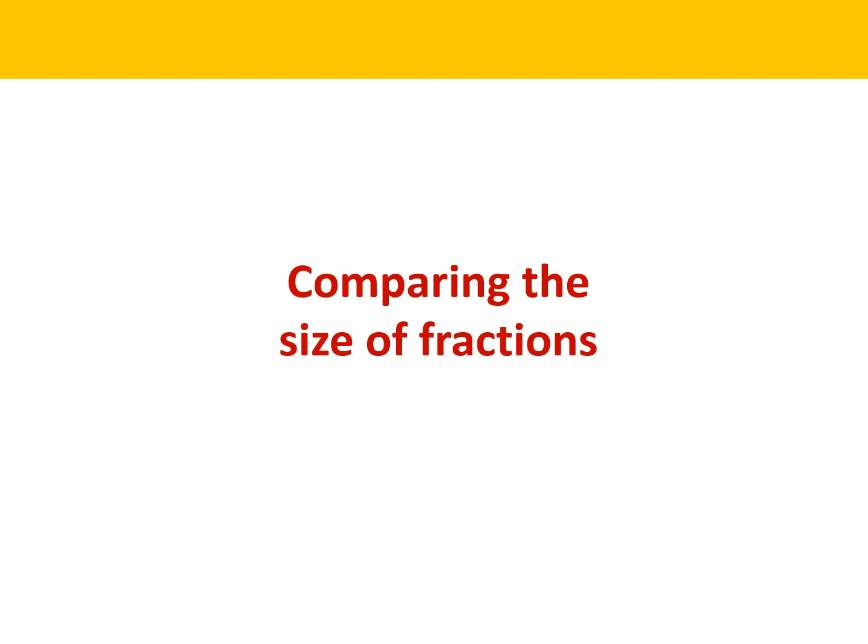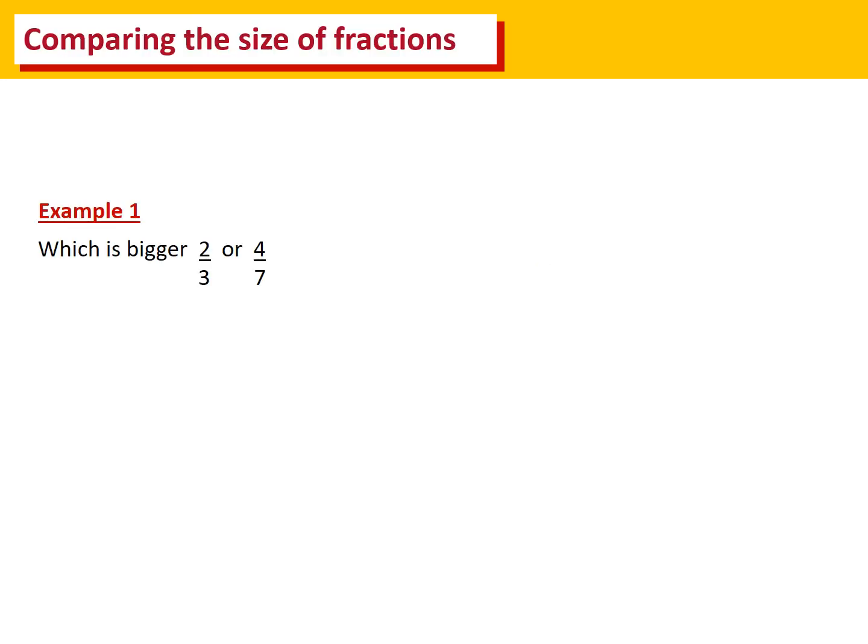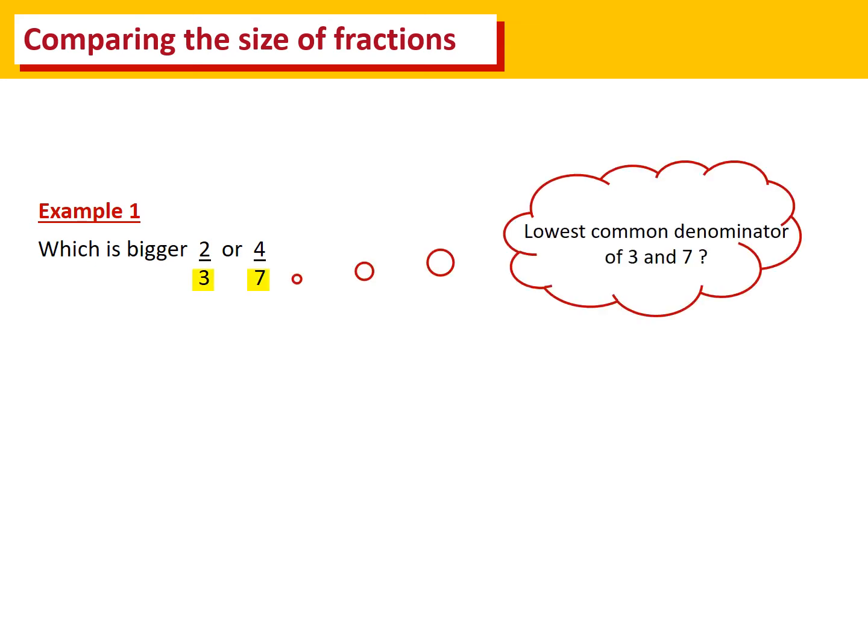So we're comparing the size of fractions, and to do that we need the lowest common denominator. It's a nice simple topic, so let's have a look at example 1. So what is the lowest common denominator of 3 and 7?